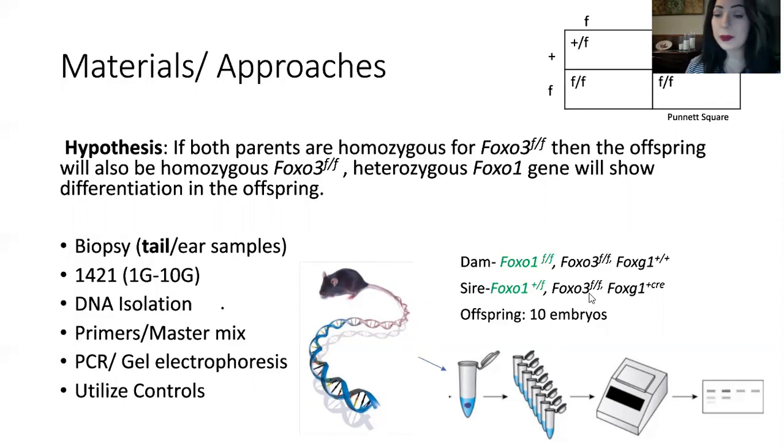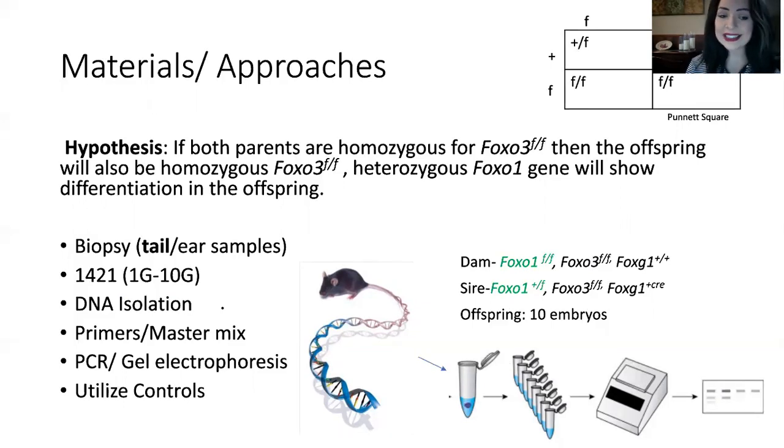In order to genotype, we need to collect a biopsy sample, and since they were embryos and they were so small, we took a snip of their tail, but you could also collect an ear sample. With our sample, we needed to isolate the DNA, create a master mix with primers and add it to each of the samples, run it through PCR for about 2 hours, and then run it through gel electrophoresis where we could form the migration of bands that can be visualized.